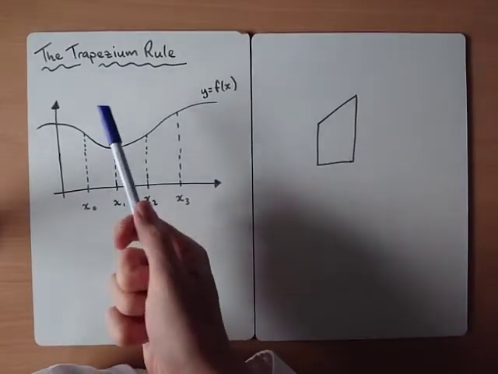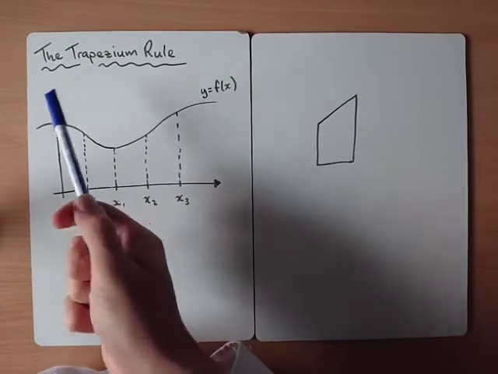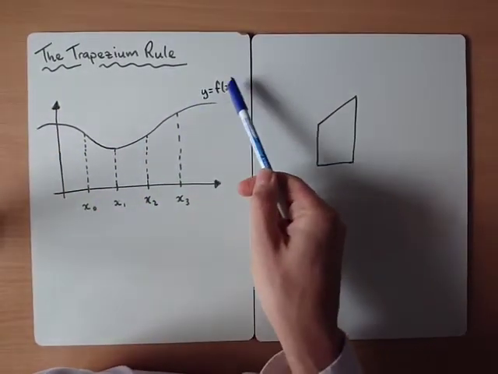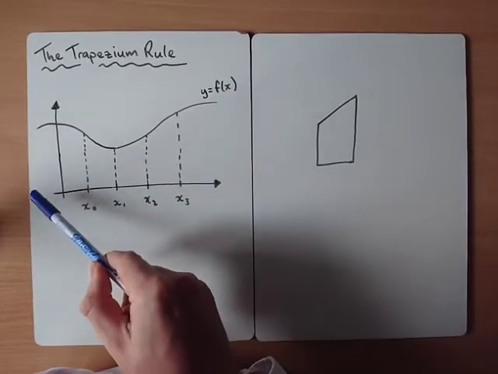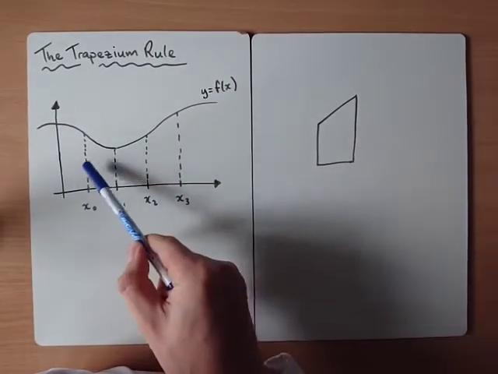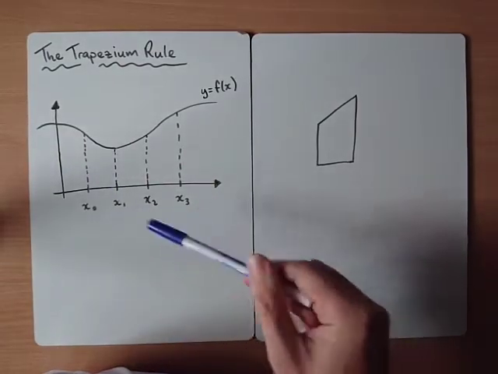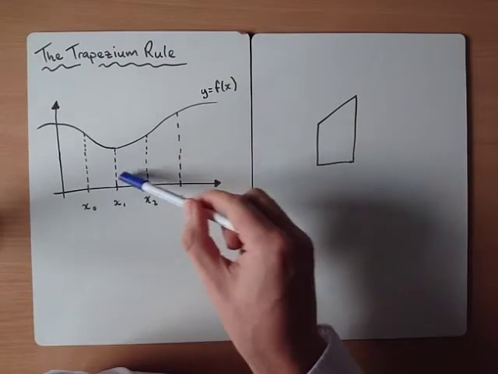Okay, let's look at a technique called the trapezium rule. What the trapezium rule does, essentially, if you imagine we had a curve, which was just a function of x, and we were trying to find the area between x0 and x3. So say, for example, if I wanted the area underneath this curve here.